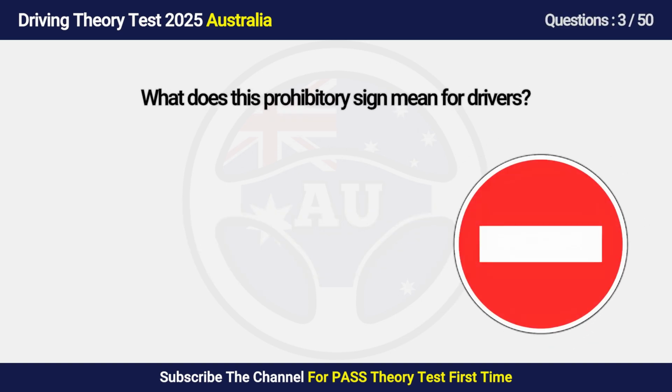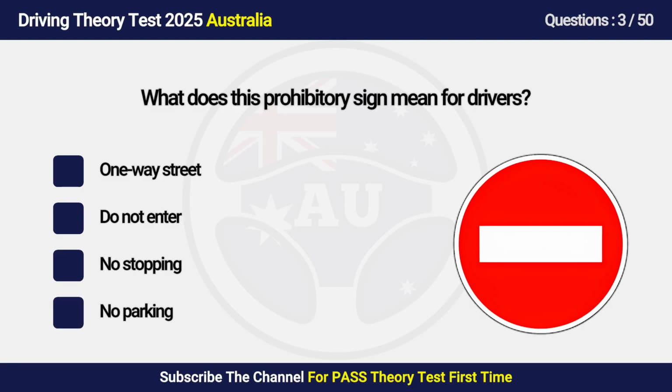Question 3. What does this prohibitory sign mean for drivers? A. One-way street. B. Do not enter. C. No stopping. D. No parking.